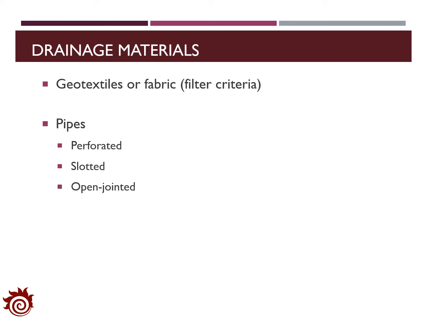There are actually two other materials: geotextile, which is applied to prevent the potential clogging of the drainage layer, and the other one is the pipes. We will use the perforated, slotted, or open-jointed pipes to remove the water from the pavement.